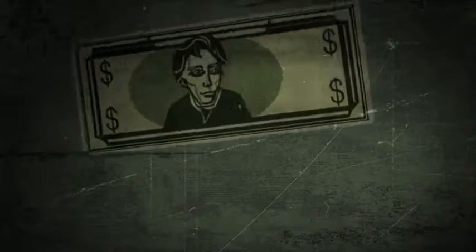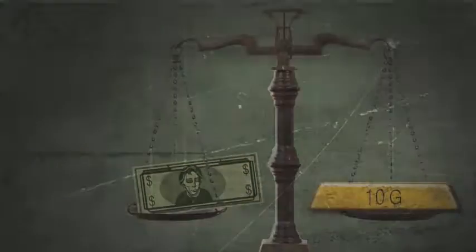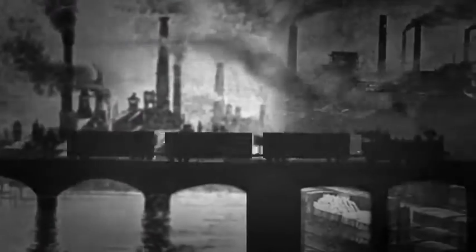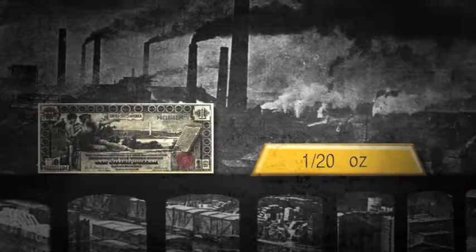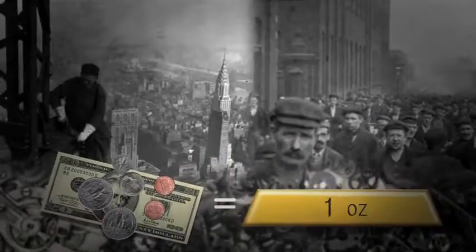Under a gold standard, the monetary unit is defined as a certain amount of gold, like 1/20th of an ounce or 10 grams. In the era of the international gold standard before World War I, the US dollar was defined as a little less than 1/20th of an ounce of gold. To be precise, 1 ounce of gold equaled $20.67.